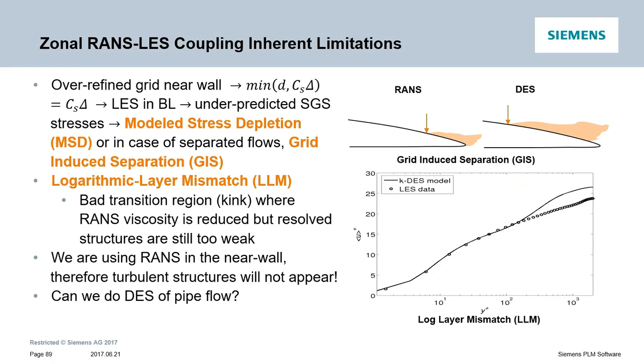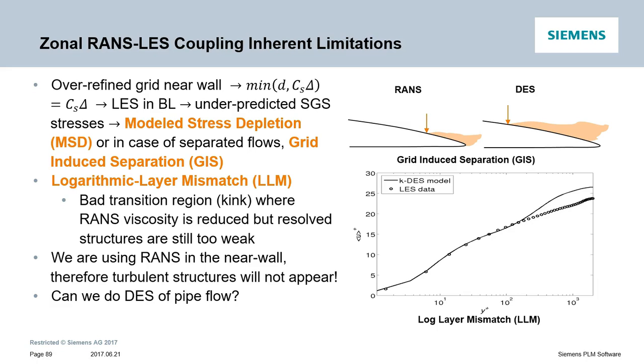Also of concern is the smooth transition to LES from RANS. So even if this switch happens in the boundary layer, these two models are trying to calculate the solution in the log region and may not agree with each other at the location of this switch. And this disagreement is known as log layer mismatch.